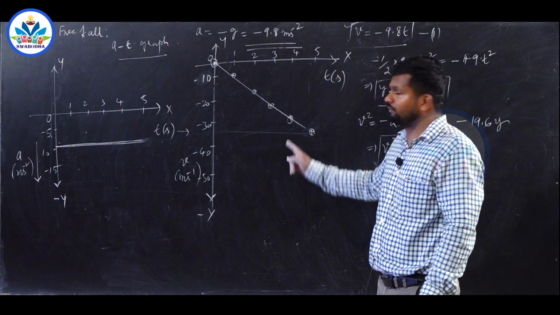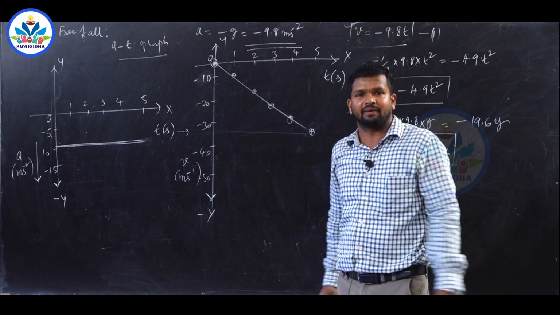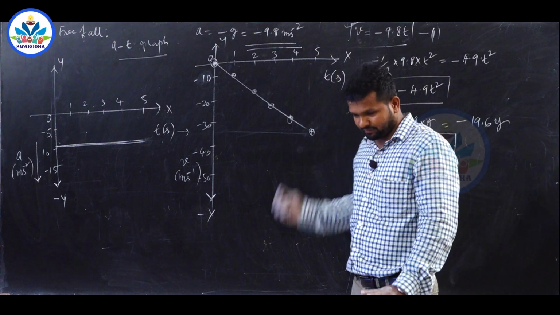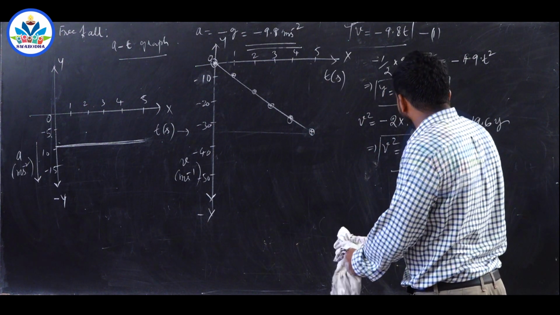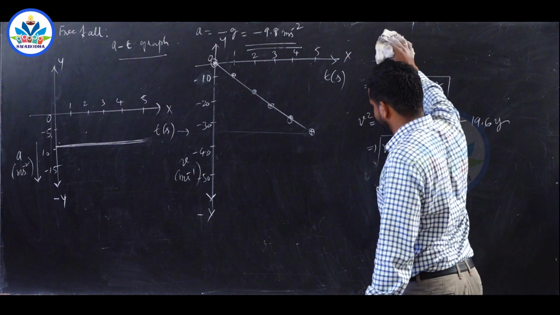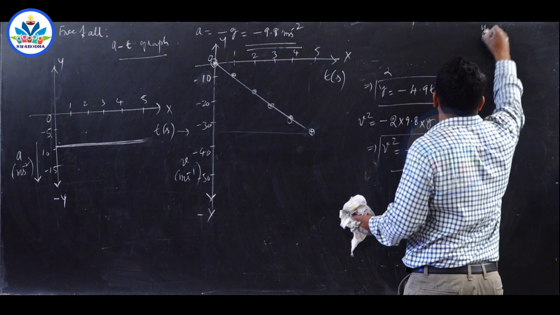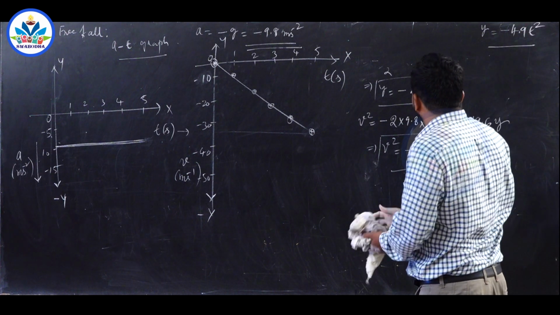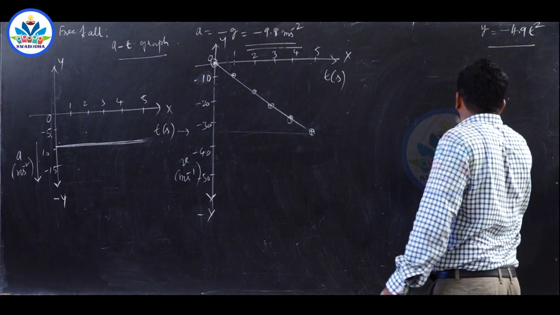Why? Because the slope of the VT graph represents acceleration. Acceleration is indeed negative, so you must have a negative sloped straight line. Yes, this is the VT graph, velocity versus time for free fall. Now let me write the graph for this equation, which is needed because it gives you the variation of displacement with time.